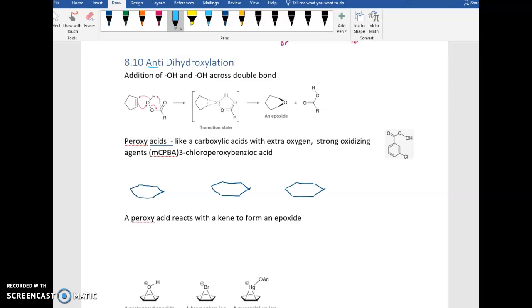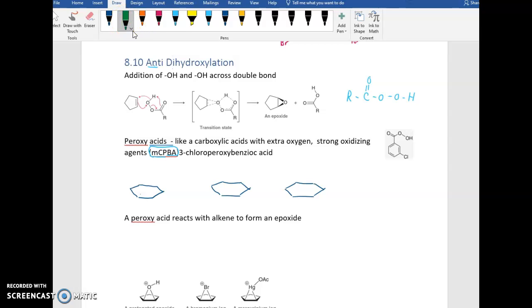So anti dihydroxylation uses a peroxy acid. This is an acid that has a carbonyl. It has two oxygens in a row, so it's kind of like a carboxylic acid except on steroids. The most common one you'll see is 3-chloroperoxybenzoic acid, and it will be abbreviated mCPBA. When you see that, you know you've got an anti-dihydroxylation reaction. So let's see how the reaction works.